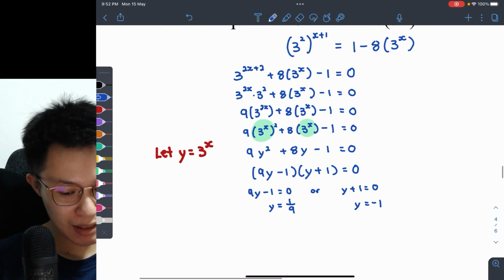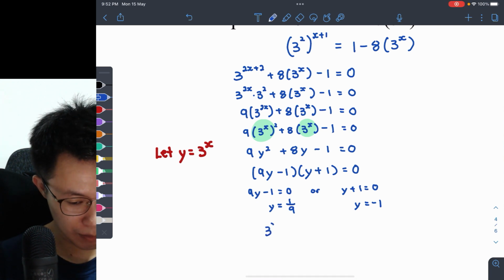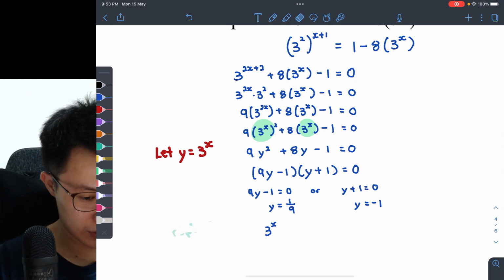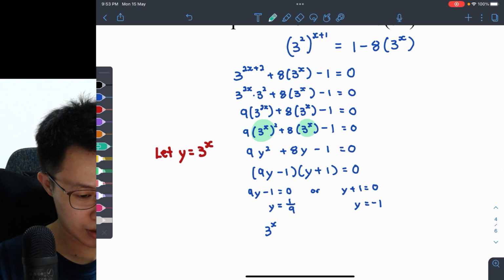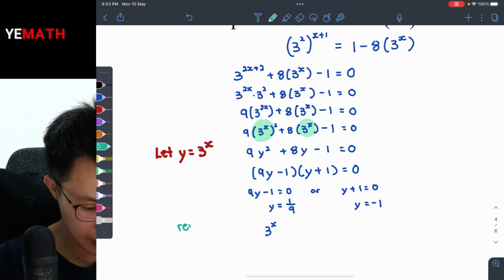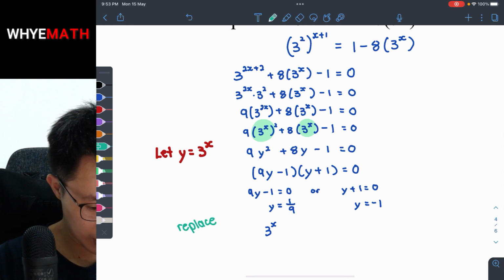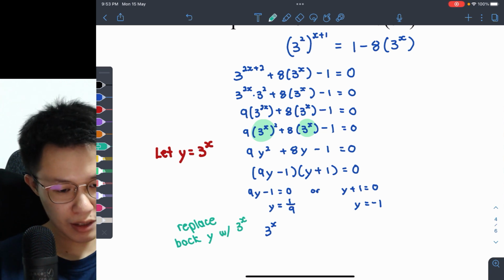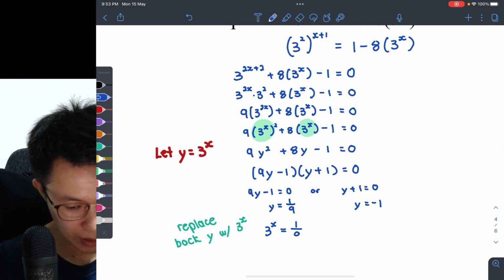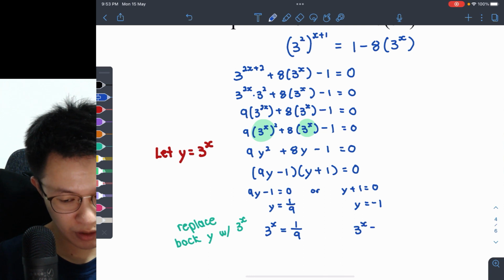So let's replace y with 3 to the power x. I'm going to write it here. Okay, maybe my pointer is too thick. I'm going to write: replace y back with 3 to the power x. So we replace it and we will have 3 to the power x equals 1 over 9, and 3 to the power x equals negative 1.